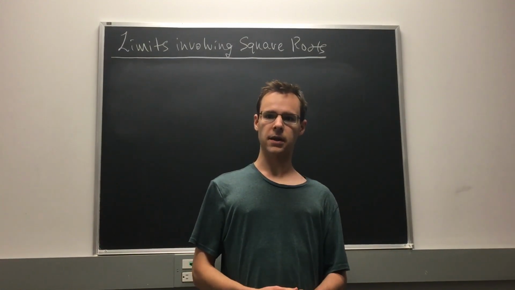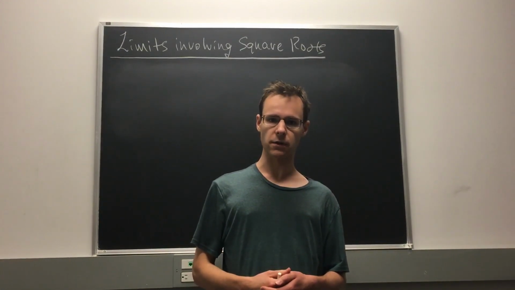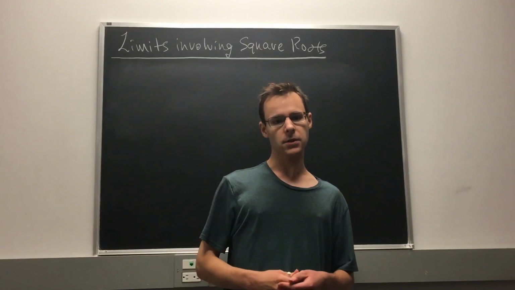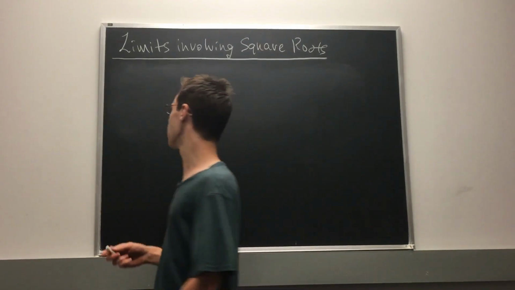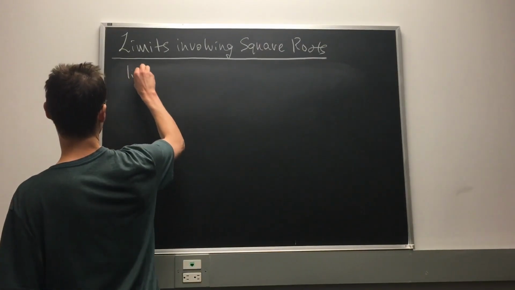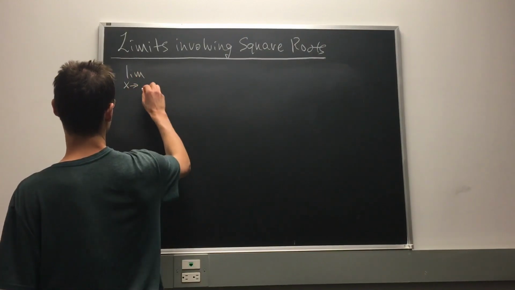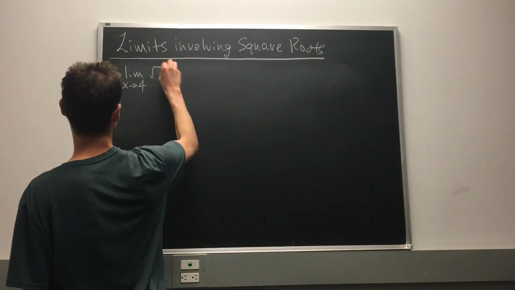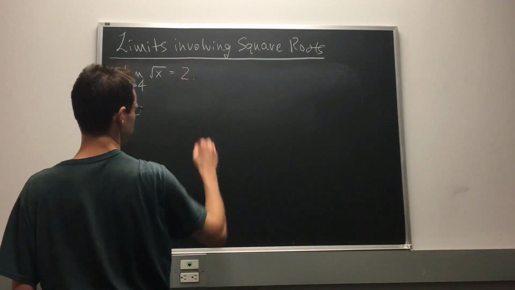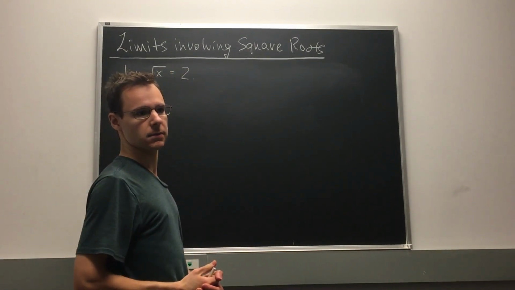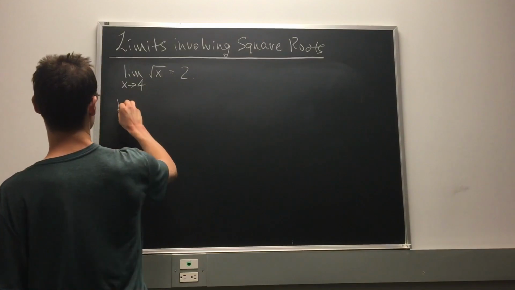All right, so today we're going to look at proving limits of functions involving square roots. Okay. So here's a typical example you might see. Suppose we want to prove that the limit as x approaches, say 4, of the square root of x equals 2. Let's say we want to prove this formally using epsilon-delta.